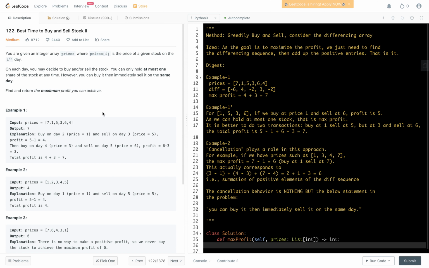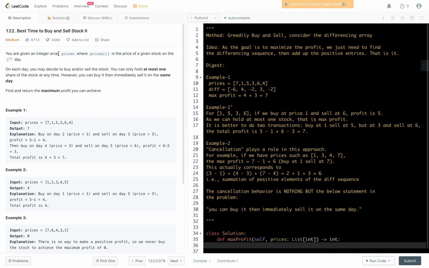Let's have a look at problem 122, best time to buy and sell stock 2. So in this video, we're going to share a solution based on greedy method. So we greedily buy and sell the stocks and then add the profit together. So let's look at the statement first.